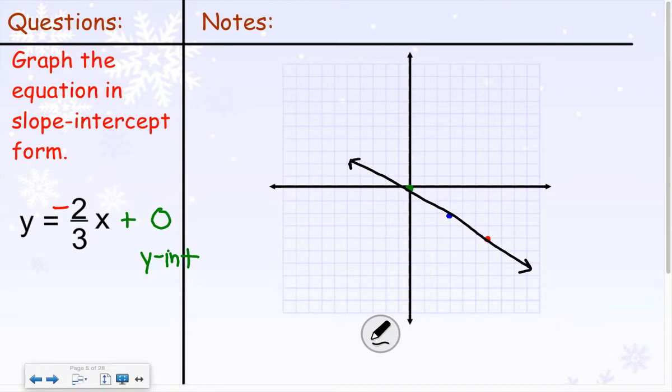And let's check and see if we did it correctly. So I went down 2 over 3. That was my slope, negative 2/3. Then once again I went down 2 over 3. And that was my slope, negative 2/3. So there is my line.